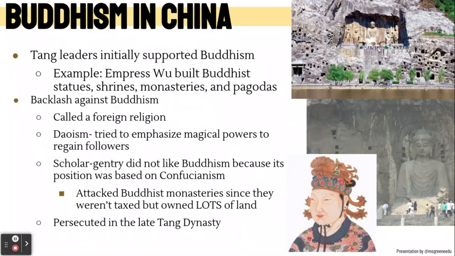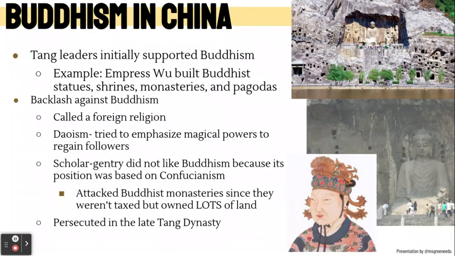Okay, let's talk about how Buddhism changed and how people responded to it within China. Buddhism came to China before the Song dynasty. In a previous dynasty called the Tang, it had become very popular. The Tang leaders had initially supported Buddhism. A good example of this is Empress Wu, who you see here, who built Buddhist statues, shrines, and monasteries all over China to promote Buddhism. You can see huge statues of Buddha.